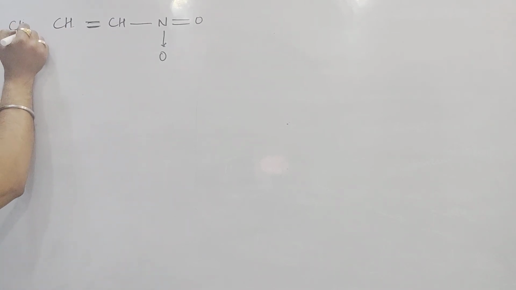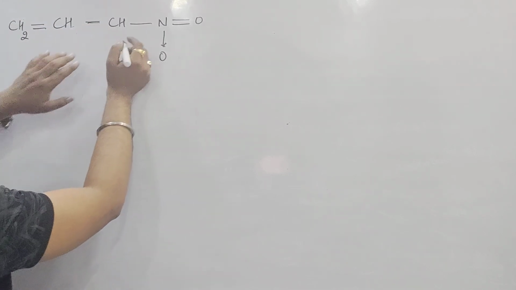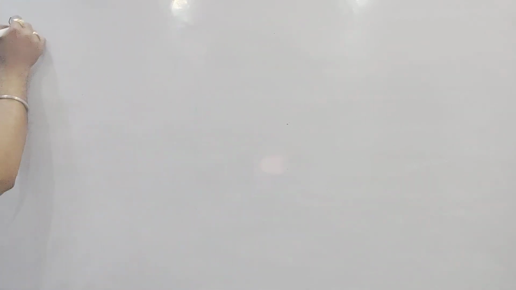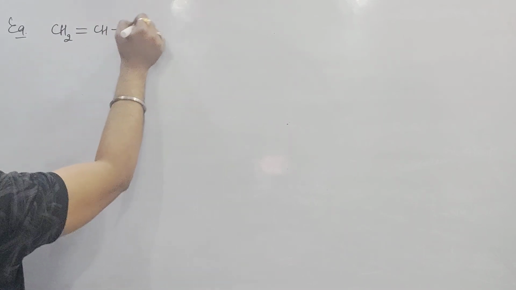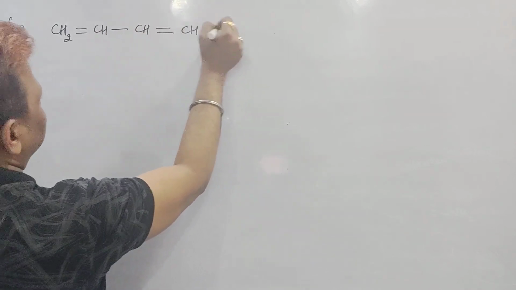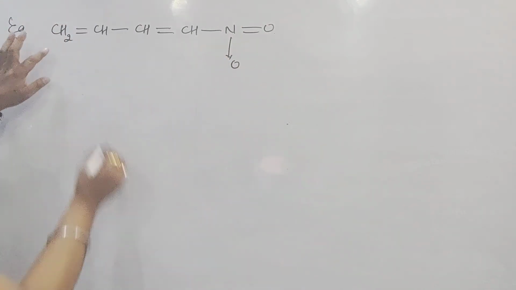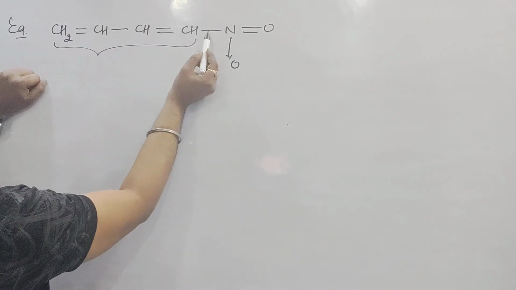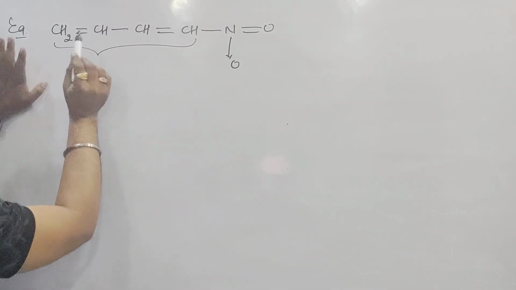We can write here CH2 double bond CH single bond CH2. One second, I will give one big example here. It is CH2 double bond CH single bond CH, pi sigma, then pi, then sigma, then N, then double bond O and dative bond. See, up to here this part is having conjugation. Pi sigma, 1 2 3 4, 1 2 3 4, 1 2 3 4, everywhere correct.